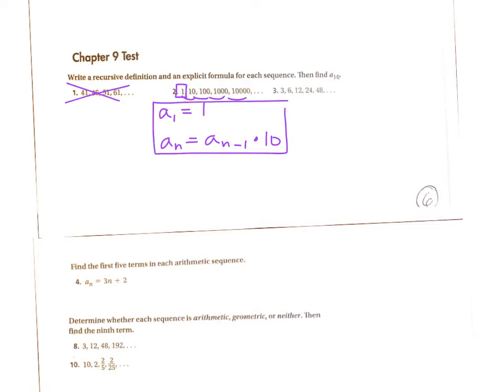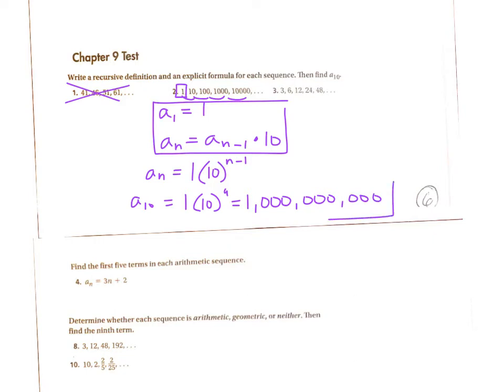The explicit formula, you do A sub n equals your first term and your common difference to the n minus 1 for the explicit. And then your 10th term, we would just plug 10 into the explicit formula. So it's going to be 1 times 10 to the 9th power, which is going to come out to a very large number, just like that. Okay, 9 zeros. 1 billion would be that number.